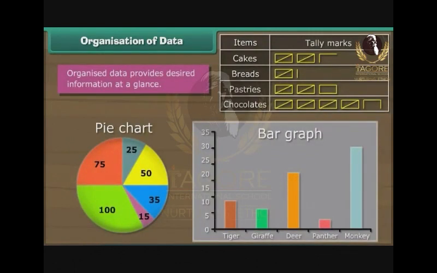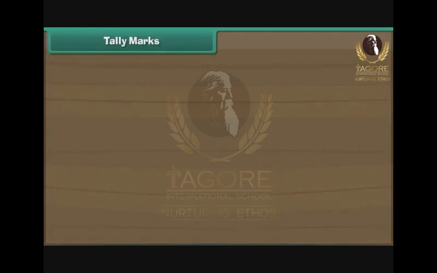We can organize data using tally marks, pie charts, and bar graphs. Let us know more about them in detail in our next screens. Tally marks. Now let us organize Ravi's data with the help of tally marks.